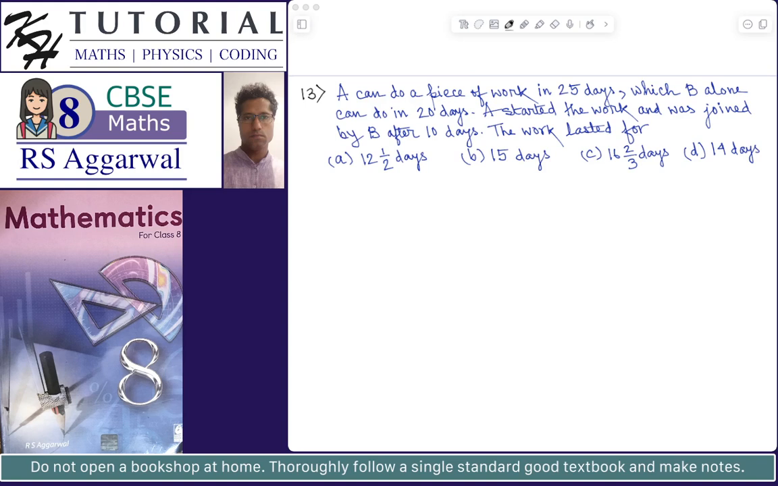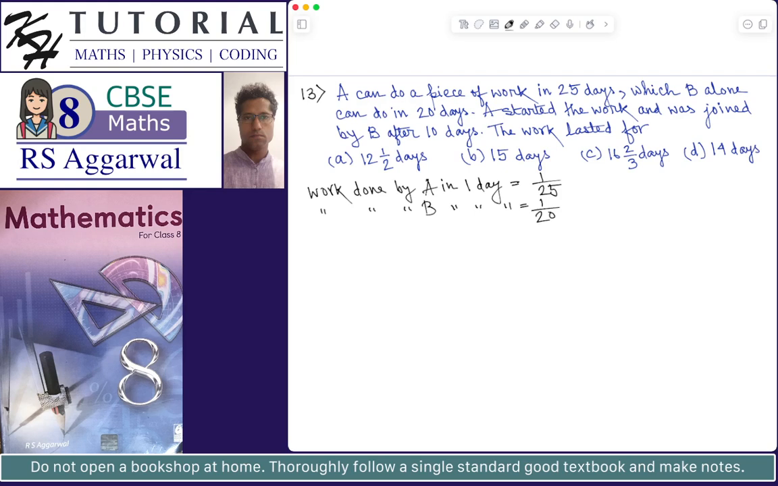The work lasted for means what is the total number of days that was taken for A and B to complete the work. Okay. So now work done by A in 1 day is equal to 1 by 25. Also, work done by B in 1 day is equal to 1 by 20.